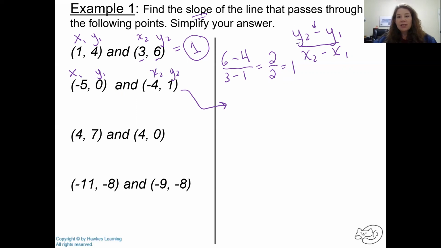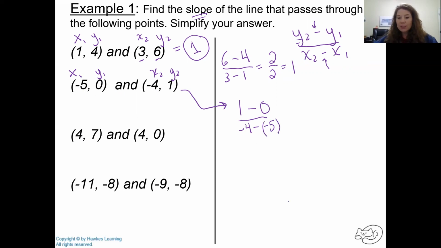That's our first value. So our y2 is 1 minus y1 is 0 over x2 is negative 4 minus, we always put that minus sign. And the reason I emphasize that is because a lot of times when the other y1 is the negative number, a lot of times people will drop that negative sign. You cannot do that. Make sure you always write minus, and this one is a negative 5.